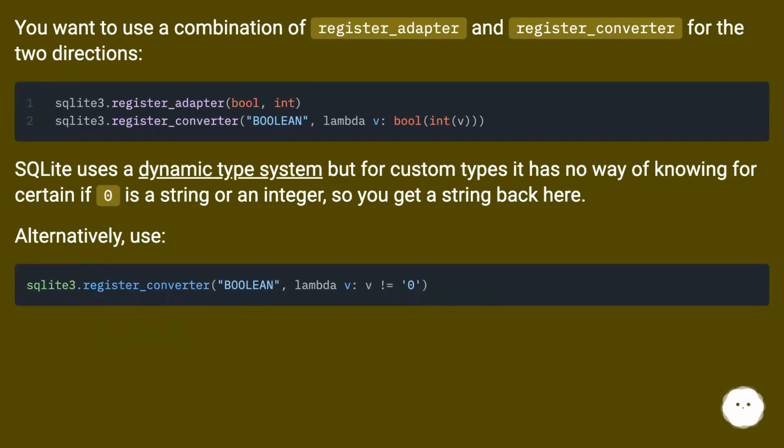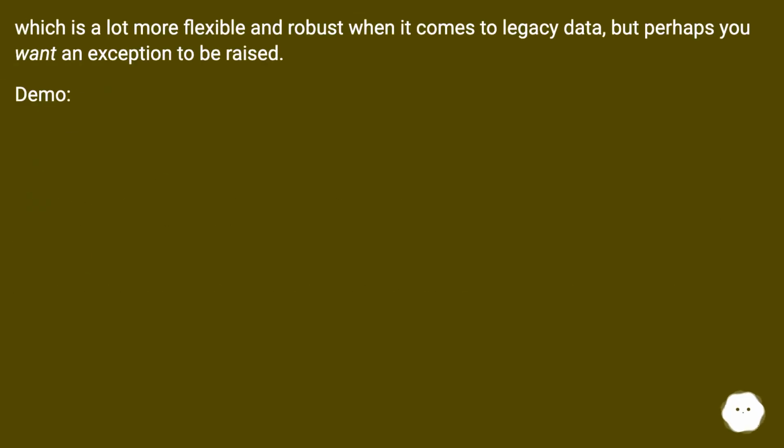You want to use a combination of register_adapter and register_converter for the two directions. SQLite uses a dynamic type system, but for custom types it has no way of knowing for certain if 0 is a string or an integer, so you get a string back here. Alternatively, use this, which is a lot more flexible and robust when it comes to legacy data, but perhaps you want an exception to be raised. Demo.